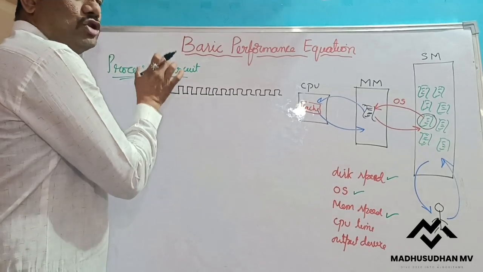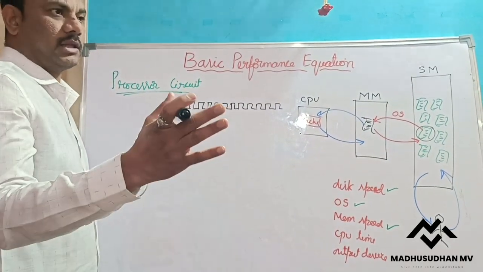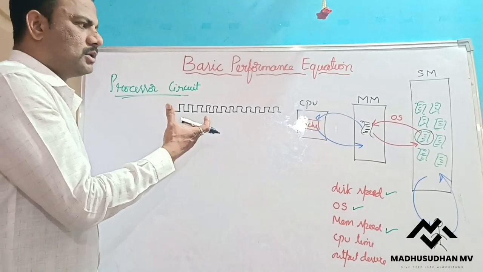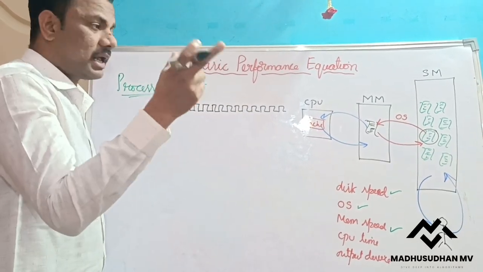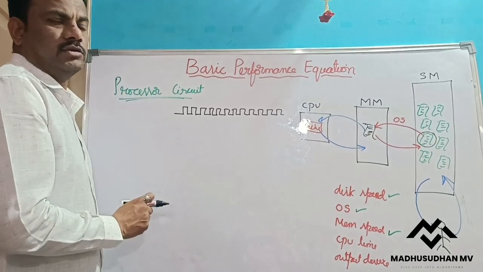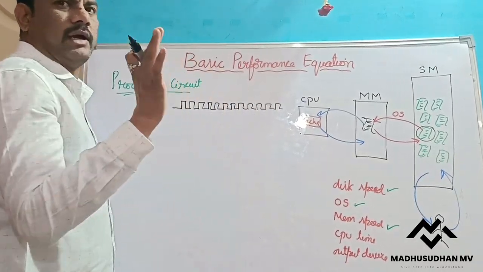If the circuit stops generating this clock cycle, our system is gone. Whenever you buy any computer or laptop, you get some warranty or guarantee, right? That warranty is given to this circuit only. So as long as the circuit is generating this signal, everything is fine.